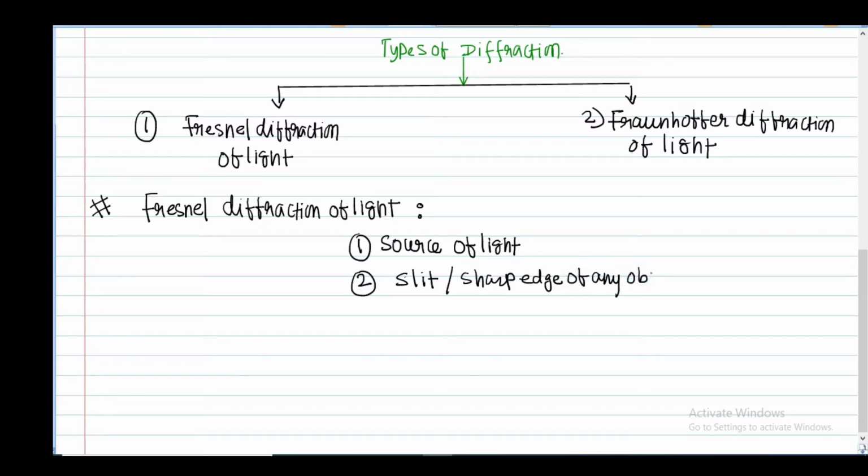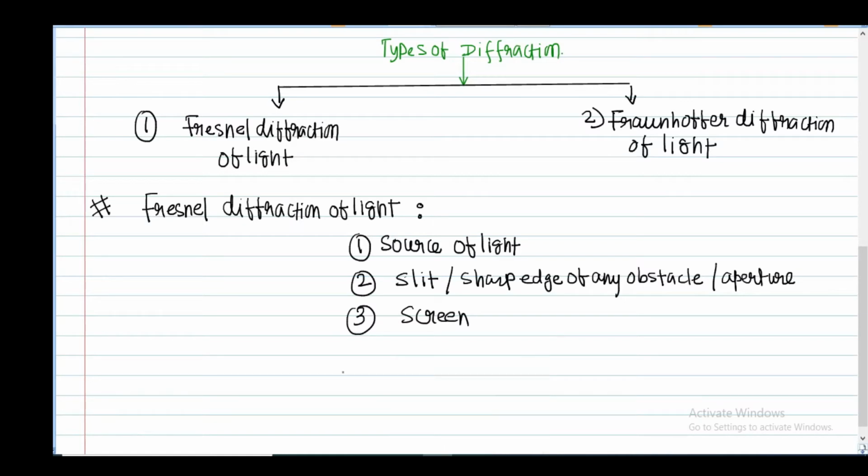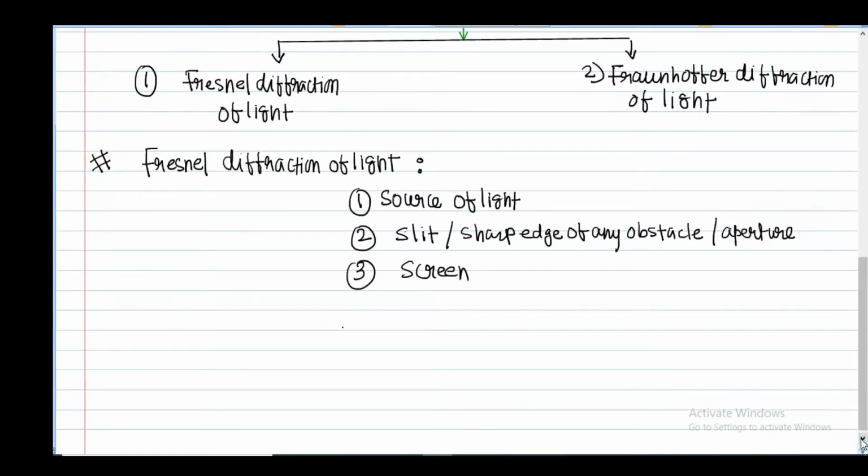Like a blade, which has sharp edges, can be taken as an obstacle, or you can say an aperture, like a lens or mirror, which have sharp apertures. And third is your screen. These are the three components needed to observe the diffraction of light: first, the source of light; second, the slit or sharp edge of any obstacle; and third, the screen. In the case of Fresnel diffraction of light, the source, slit and the screen are all kept at a finite distance with respect to each other.